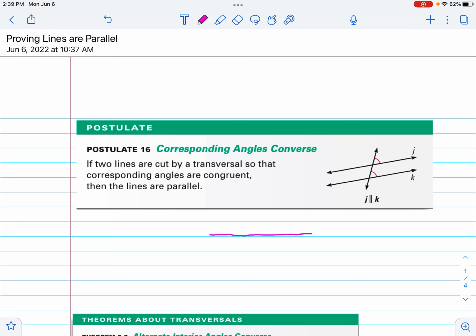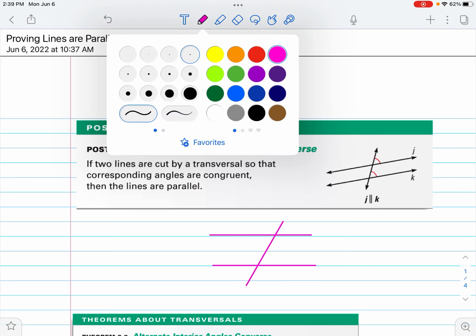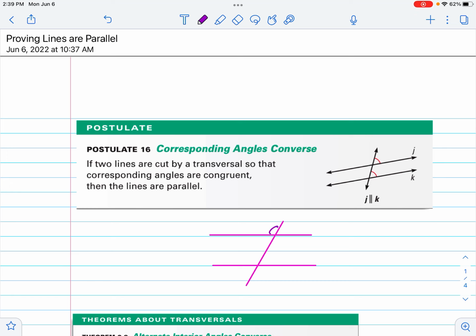Think about a couple of parallel lines, and they're cut by a transversal. Now, obviously, this angle and this angle, they're congruent. This angle and this angle, they're congruent. However, that's because these lines are parallel. But look what happens if I just make one of them not parallel. Notice how that angle changes. Notice how this angle over here changes. Okay? So the two lines have to be parallel.